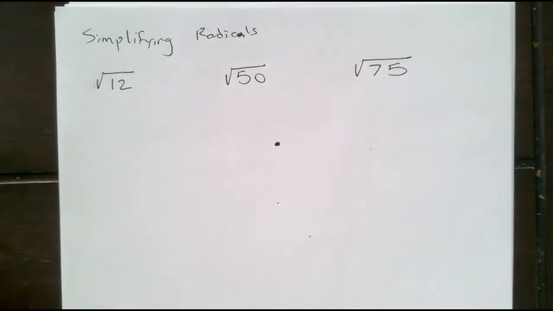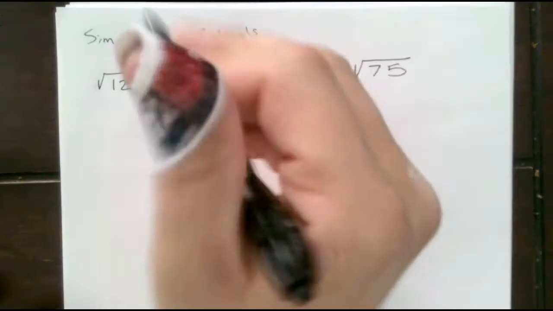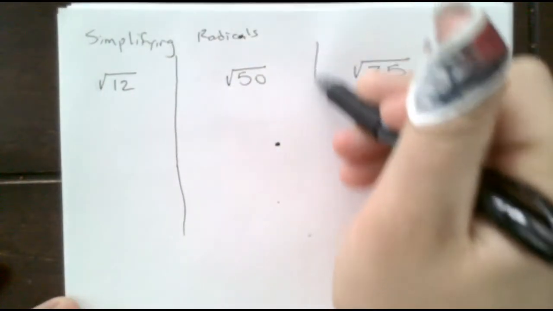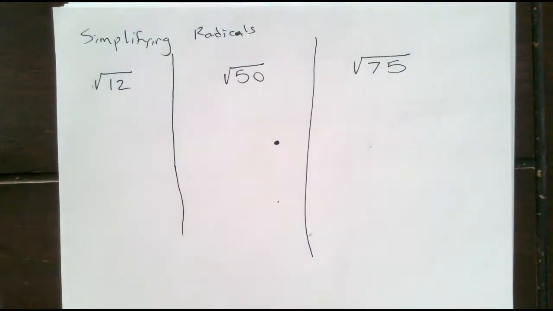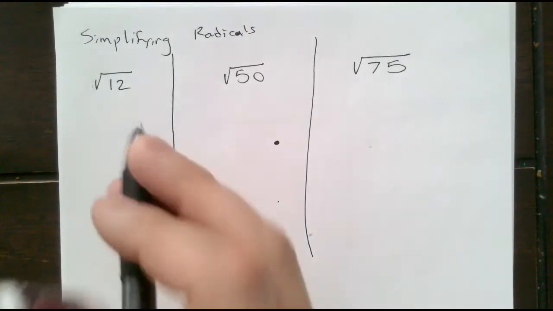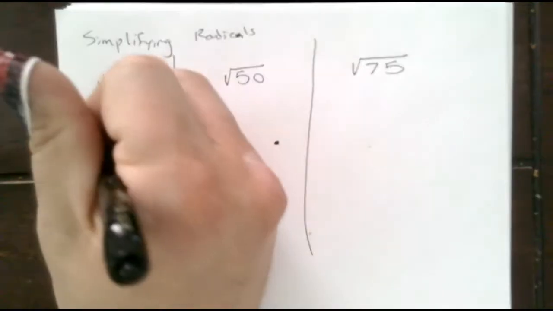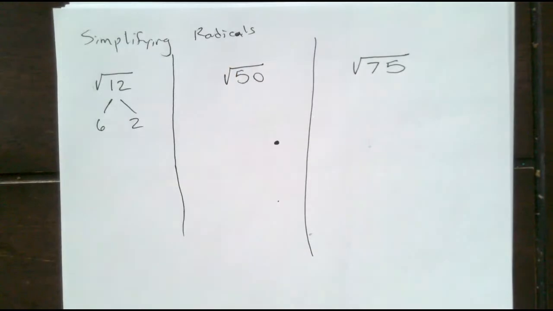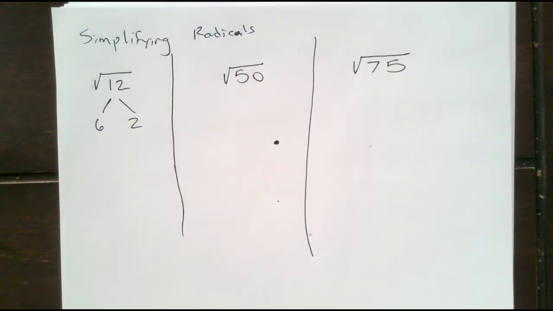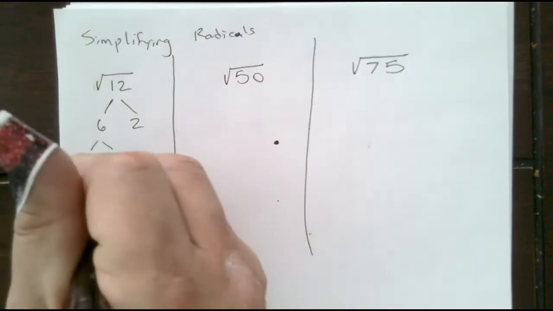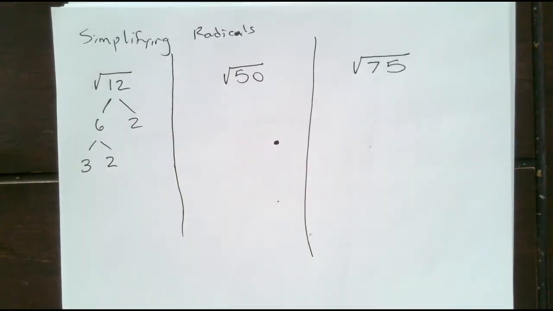Here we have three different roots, but they're three individual problems, so we're going to do them separately. The first one, the square root of 12. The way we're going to factor these, and I call it factoring because we're going to do a factor tree, is we have to think of two numbers that multiply together to be 12. Anytime they're even, I always do 2, because 2 is just easy to deal with. So I know that 6 and 2 multiply together to be 12. Two numbers that multiply together to be 6, 3 and 2.